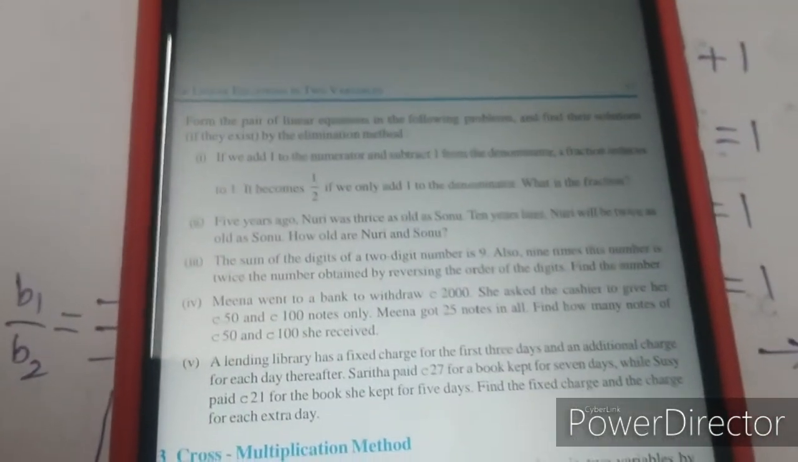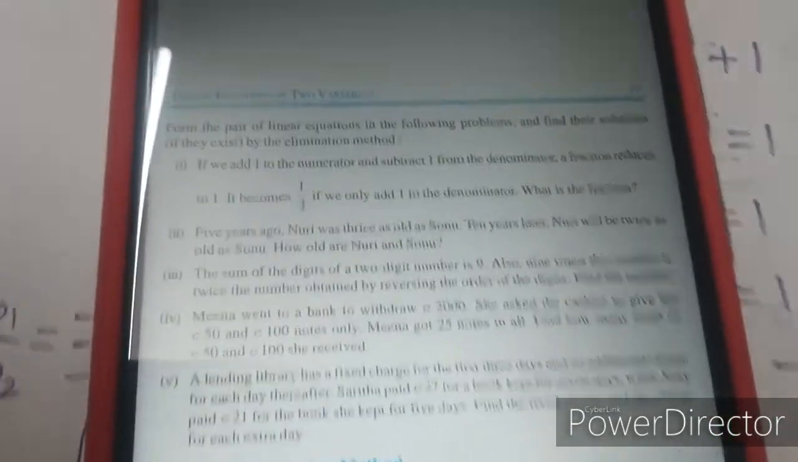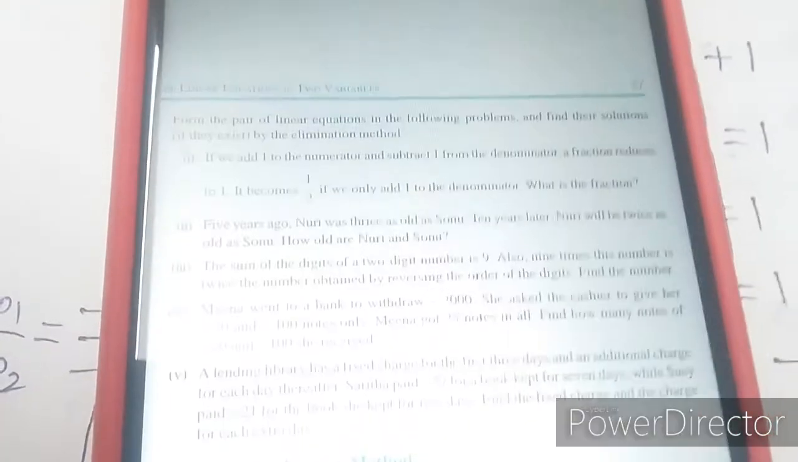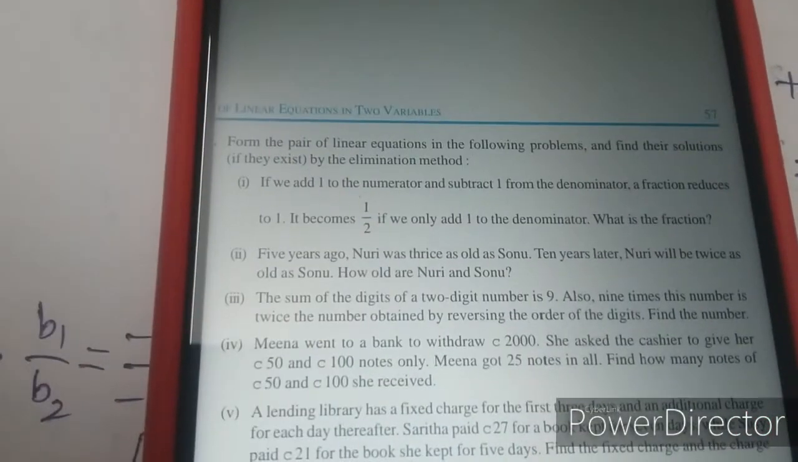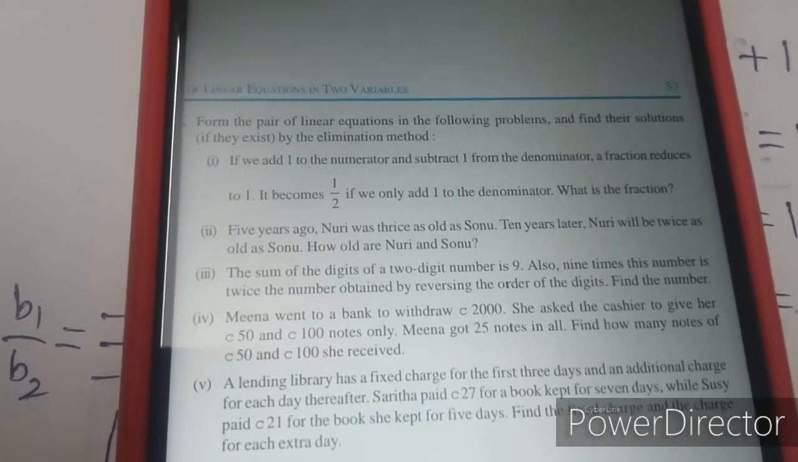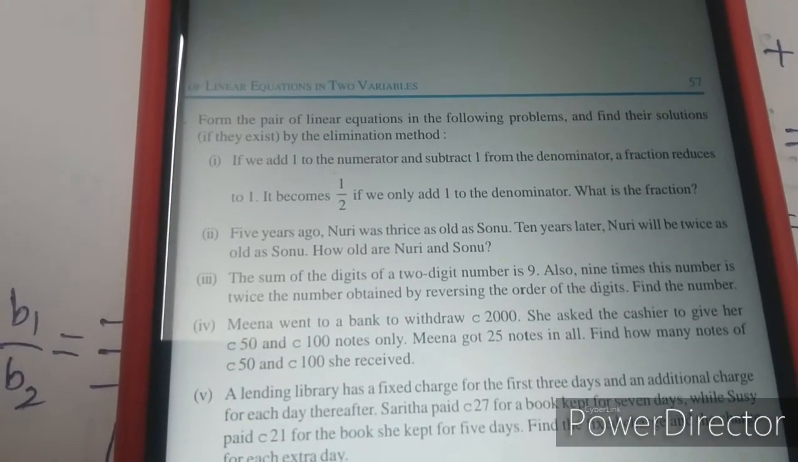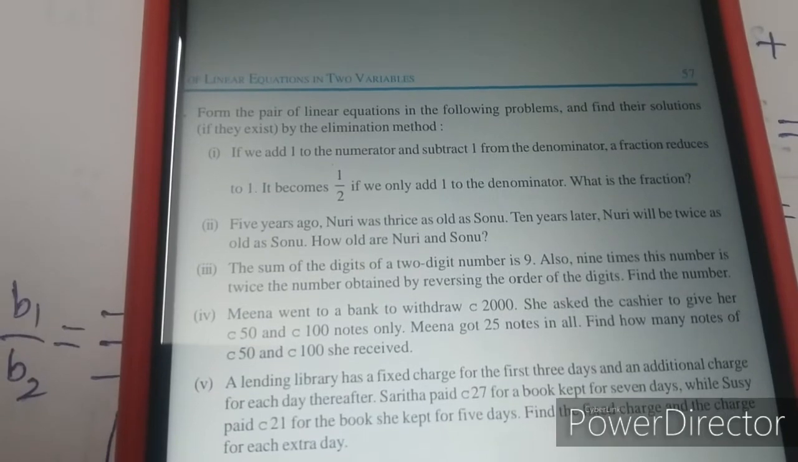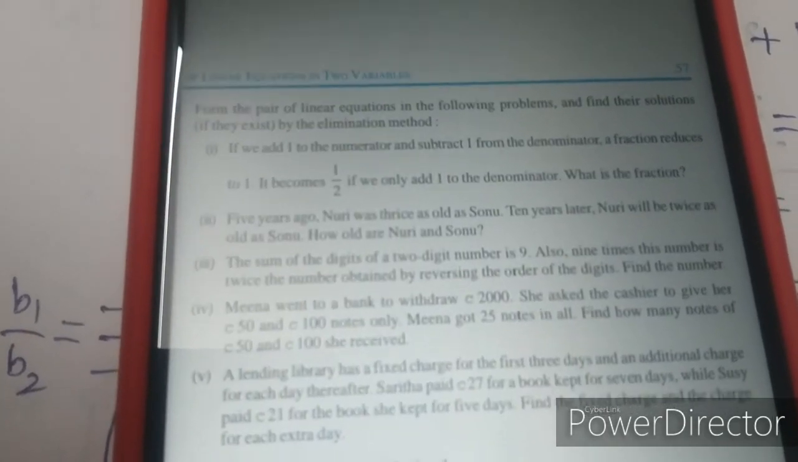Let us see third question of exercise number 3.4. The sum of digits of a two-digit number is 9. Also 9 times this number is twice the number obtained by reversing the order of the digits. Find the number.